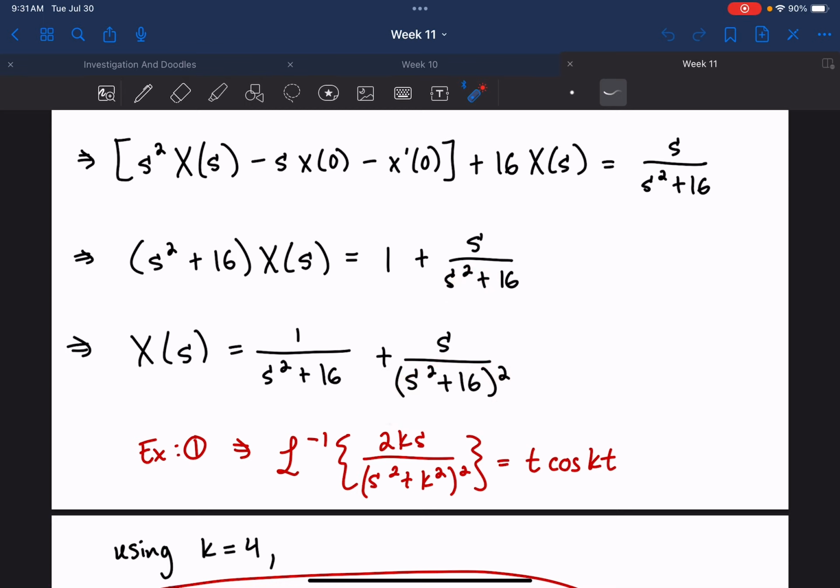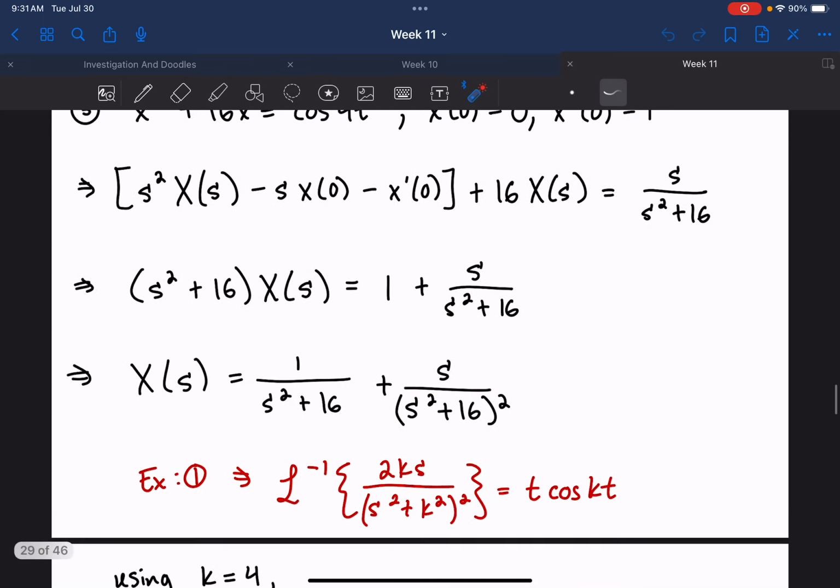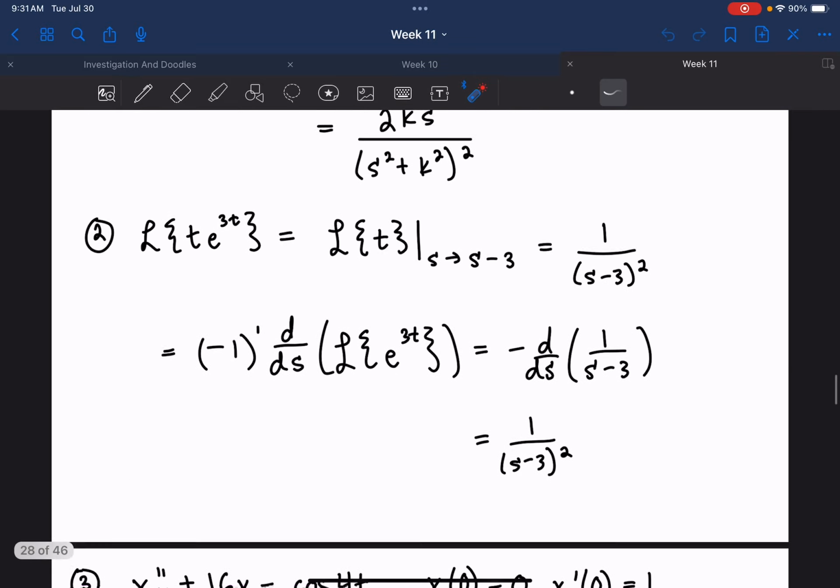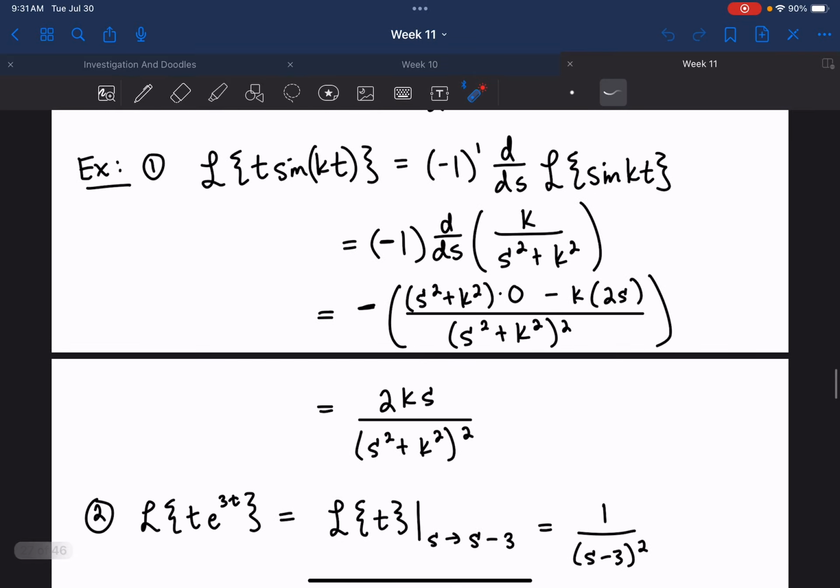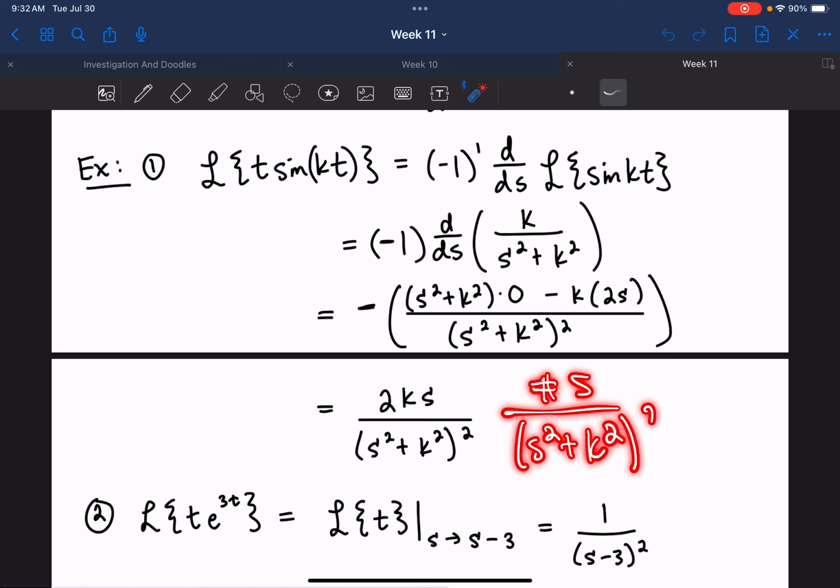Now, example number 1. If we look at example number 1, the conclusion was that the Laplace transform of t sine kt looks like a number times s over s squared plus k squared all squared.